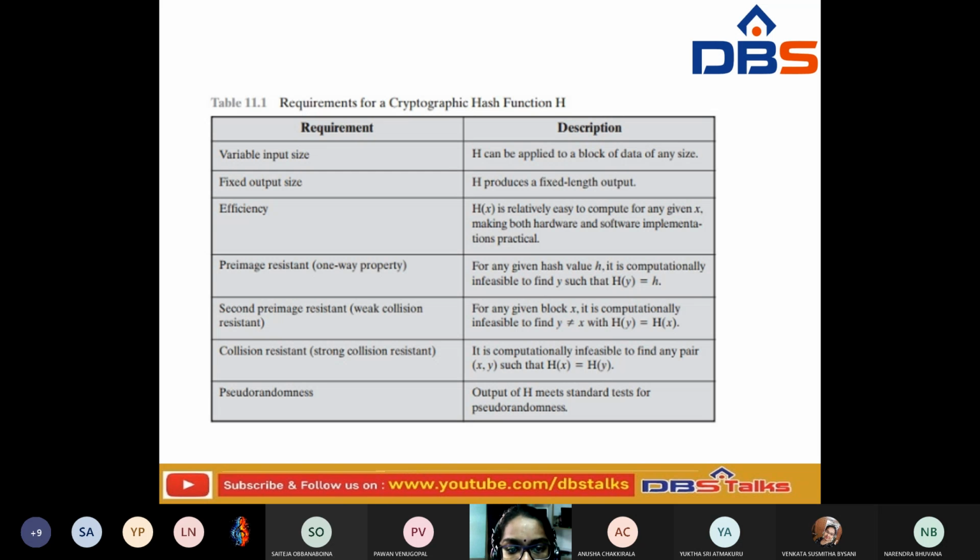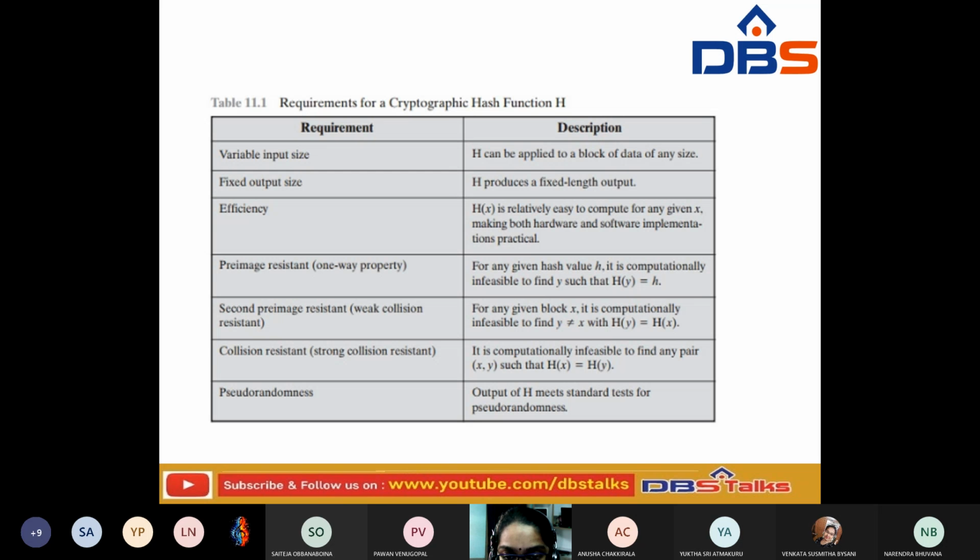Next is the pre-image resistance, the one-way property. For any given hash value h, it is computationally infeasible to find y such that H of y is equal to h. The second pre-image resistance is weak collision resistance. For any given block x, it is computationally infeasible to find y not equal to x such that H of y is equal to H of x.